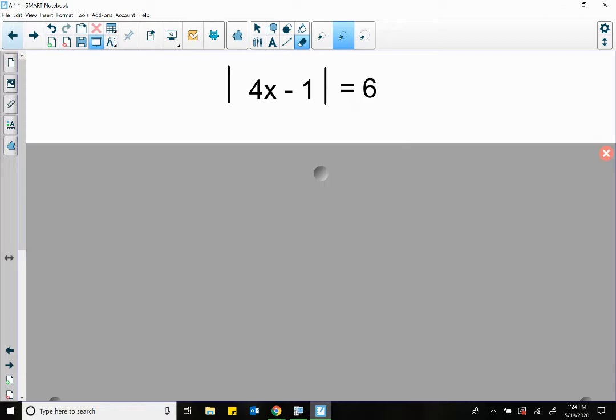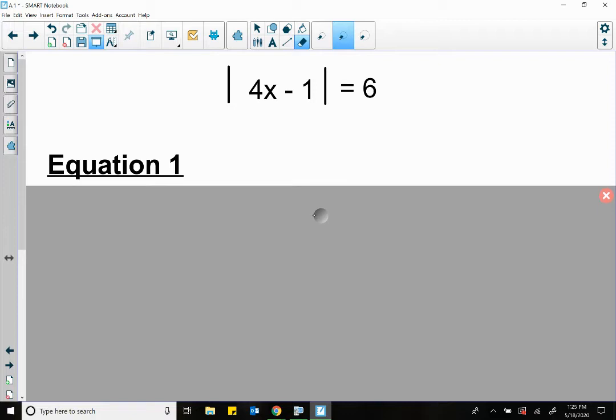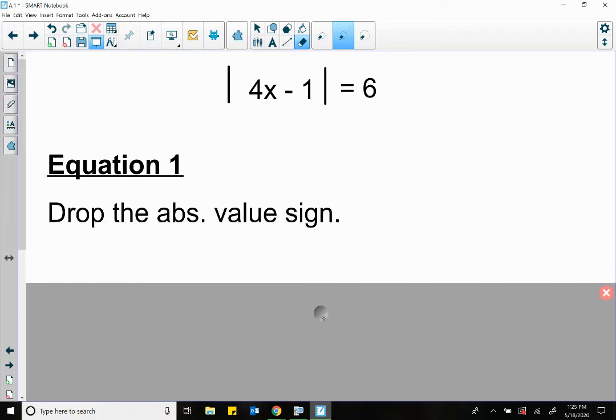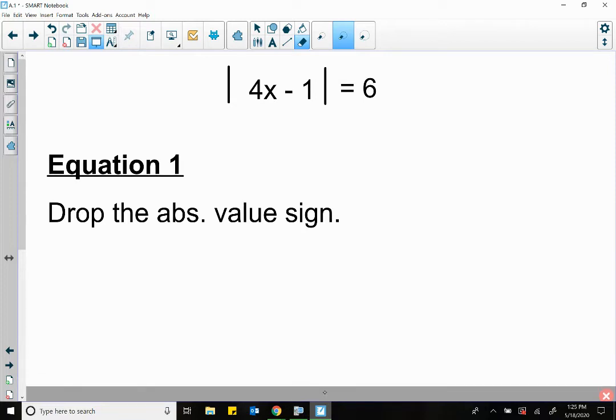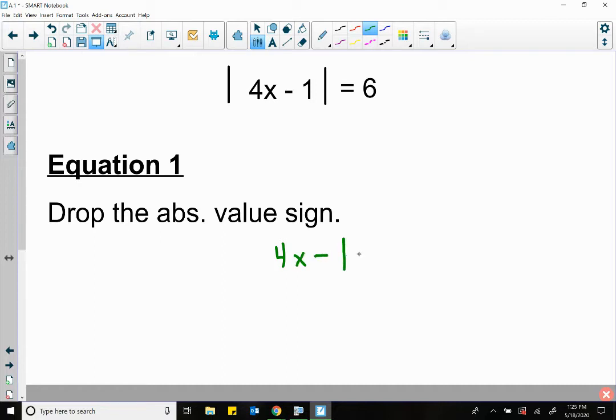All right, so let's jump back to this guy. So my absolute value is by itself, so we can make two equations. So let's talk about how we make the first one. So the first equation, super easy. Drop the absolute value signs. That's it. And this is the one that most of you are really good about being able to do. This is the answer that I normally get for most of you. So all you do to make the first equation is drop the absolute value signs. So there we go. That's what the first equation looks like.